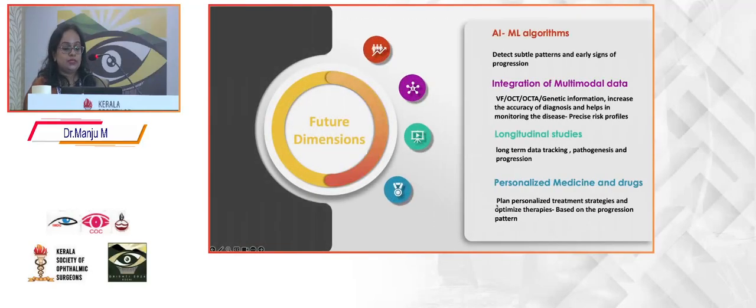So the future dimensions are, there are AI or ML algorithms which can detect even subtle patterns and give you early signs of progression. And there is data collected from the visual field, OCT, OCTA, and even genetic information that can increase the accuracy of this diagnosis. And there are many longitudinal studies going on regarding tracking pathogenesis and progression, which may help us to have a personalized or tailored treatment plan for our patients.